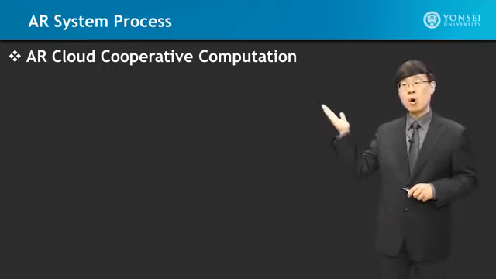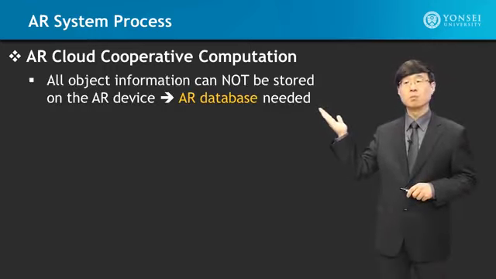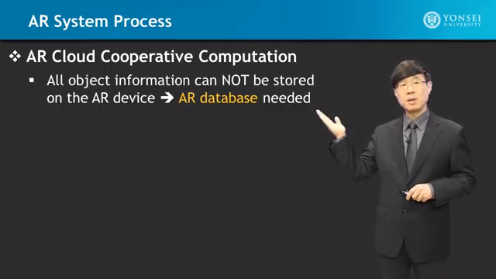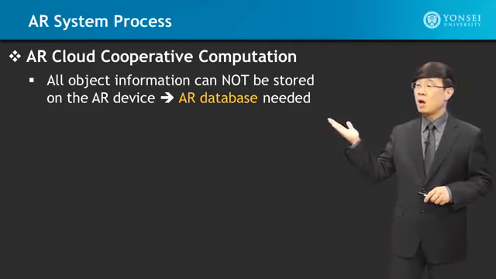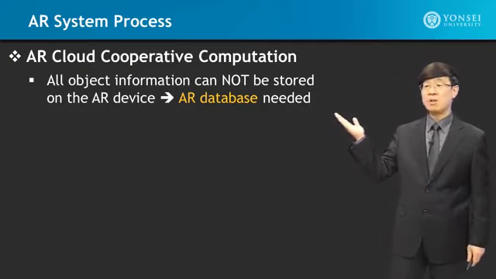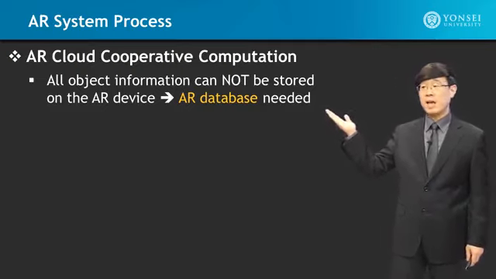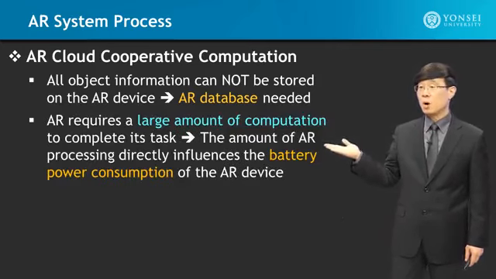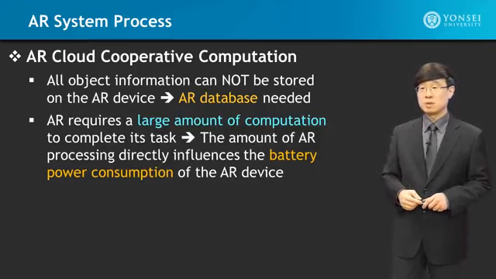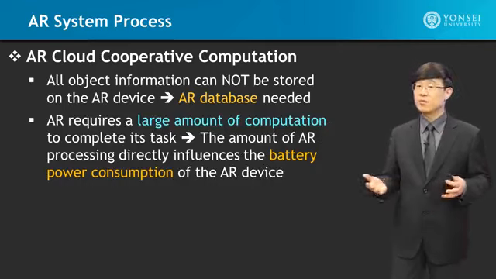AR Cloud Cooperative Computation. What does that mean? Cooperative computation? Augmented reality cloud? What does that mean? Well, all object information cannot be stored on the AR device. An AR database is needed. We've already said that.